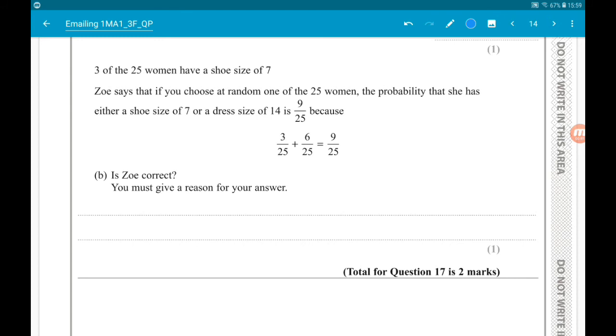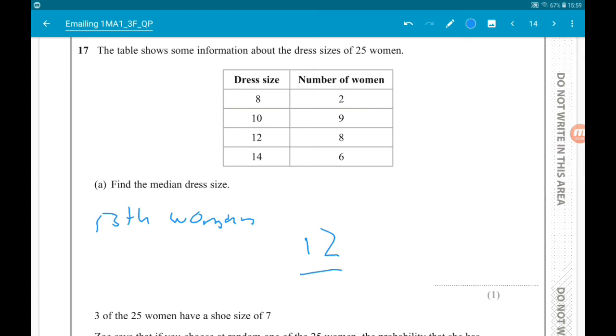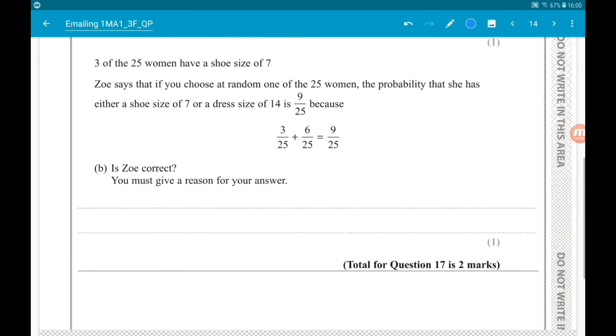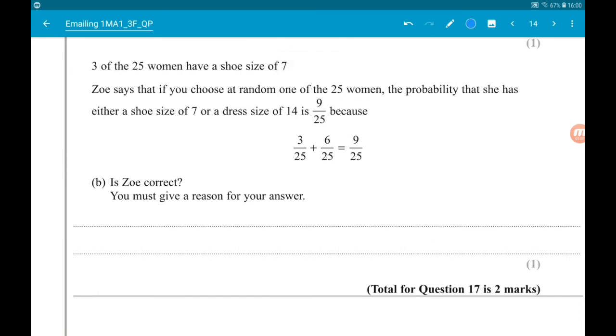Okay, so the 6 out of 25 has come from the fact that 6 of the women have a dress size of 14. Now, the problem is, there's nothing to say that a woman can't have a shoe size of 7 and dress size of 14. So Zoe is not right. For her to be right, all of the women with dress size 14 must not have shoe size of 7.